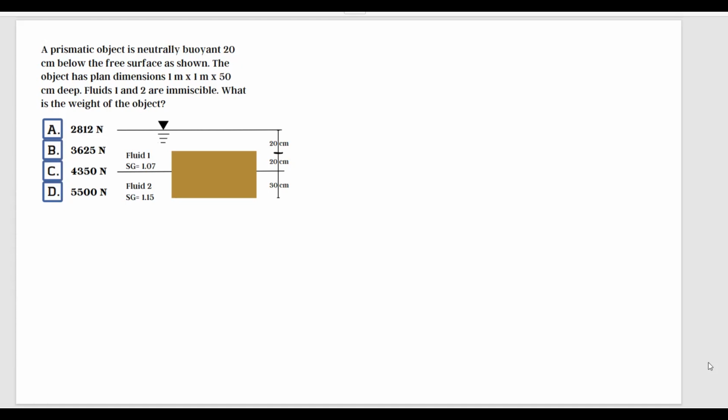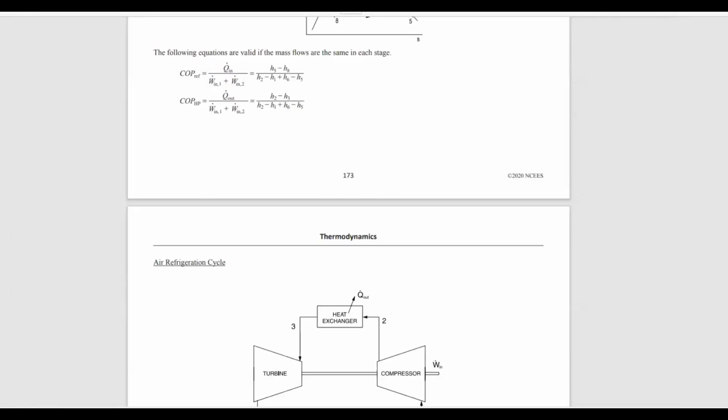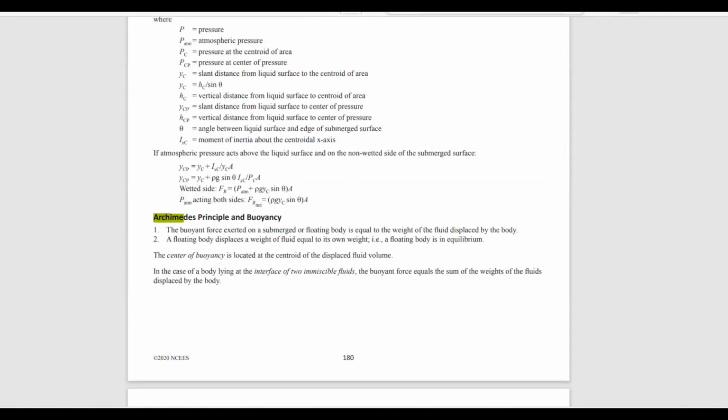This is a problem that involves Archimedes' principle and buoyancy. So right away, I would just go to the FE Handbook to show you where this is at. I'm going to do a search and I will type Archimedes. And as you can see, you don't have a lot of options, so it's going to get you directly to this page. And what Archimedes' principle and buoyancy is saying, we're going to read point one.